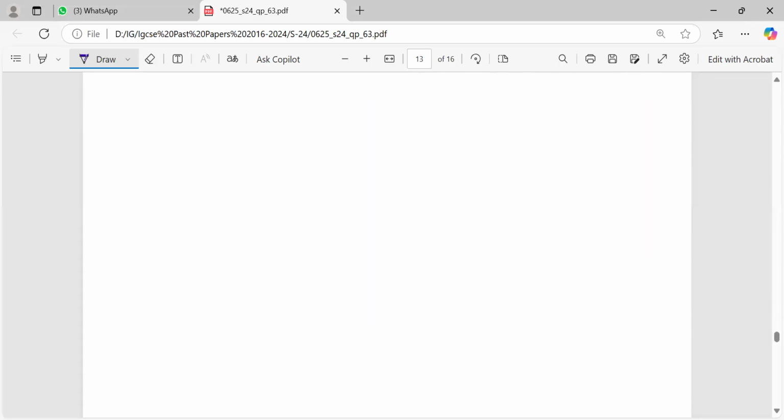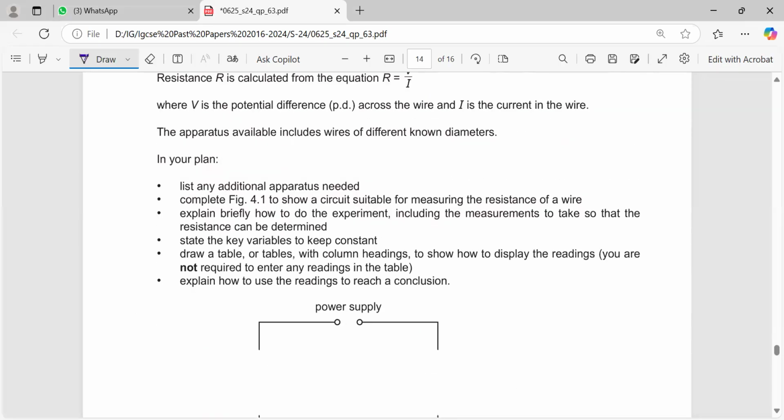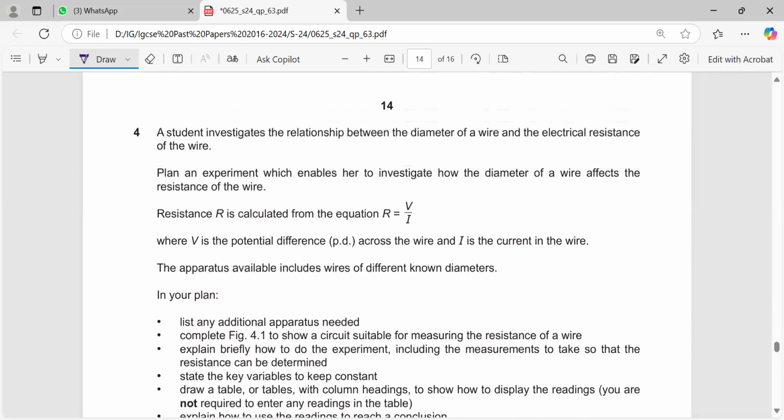Next is question 4. Of course, that is a plan, and I think there can never be an easier question than this. A student investigates the relationship between the diameter of a wire and electrical resistance of the wire. Now here, the key terms are diameter of the wire and electrical resistance of the wire. So plan an experiment which enables her to investigate how the diameter of the wire affects the resistance of the wire. Here, friends, diameter of the wire is the independent variable.